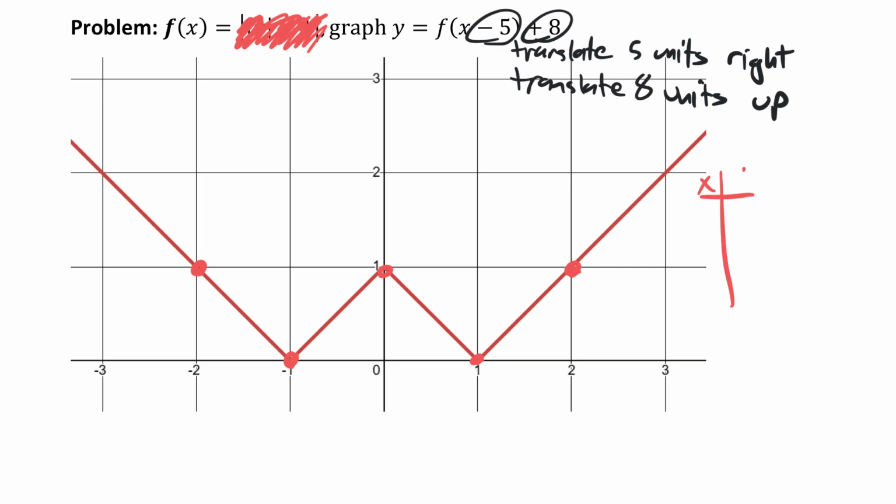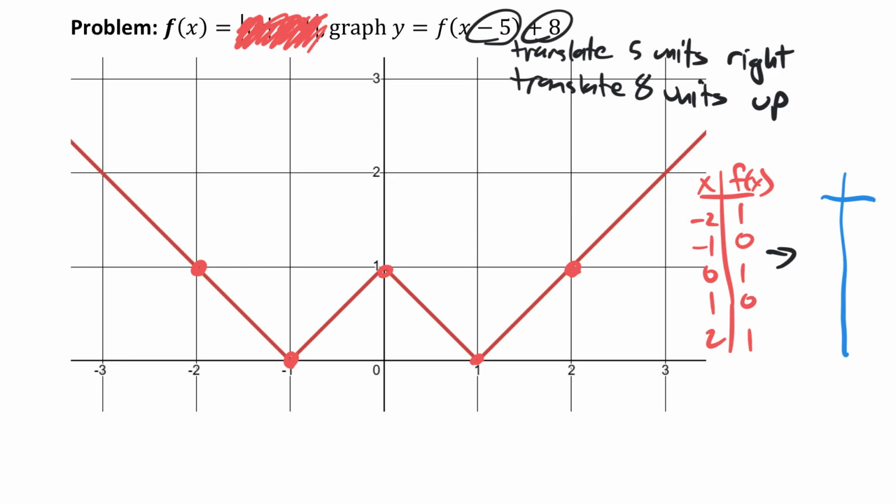So we've got x and f(x), -2, -1, 0, 1, and 2. And then we'd have 1, 0, 1, 0, 1. And now we're going to transform these points into some new points.